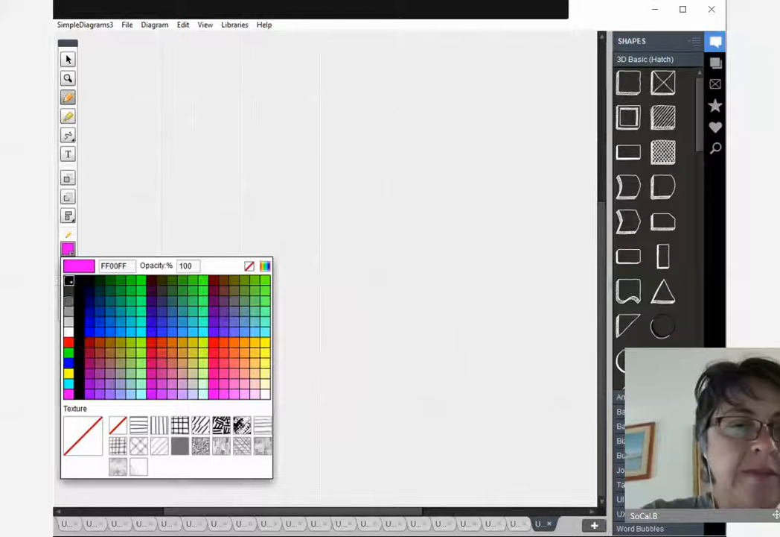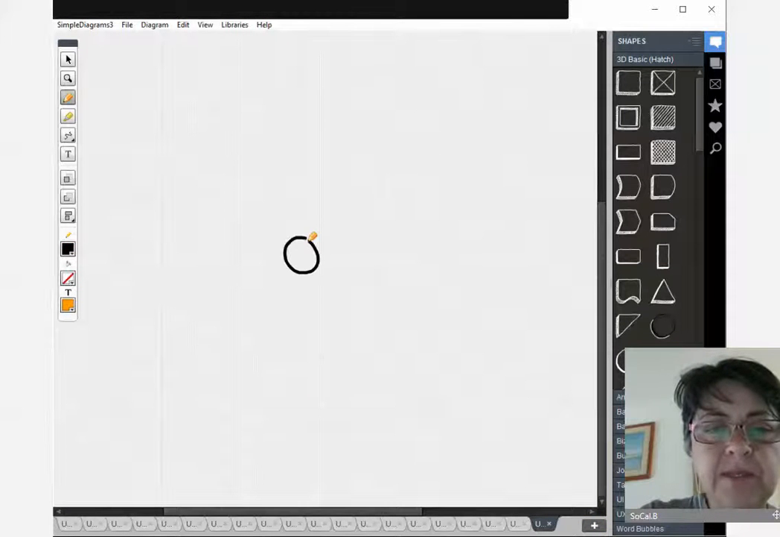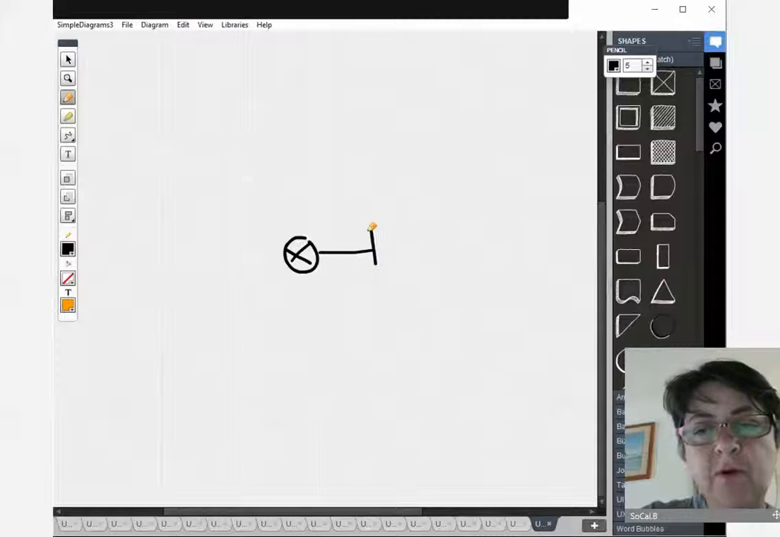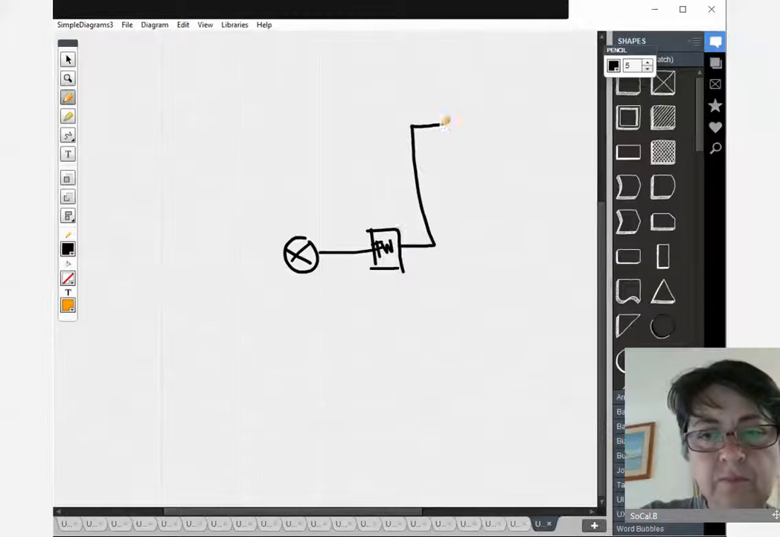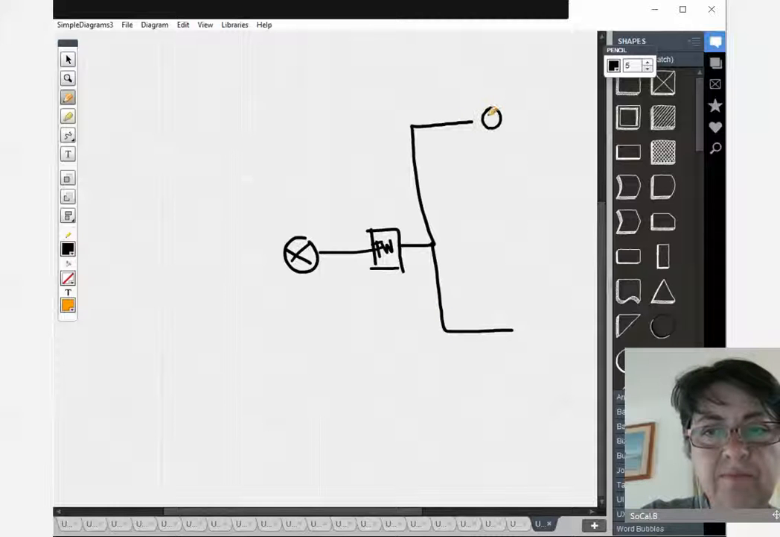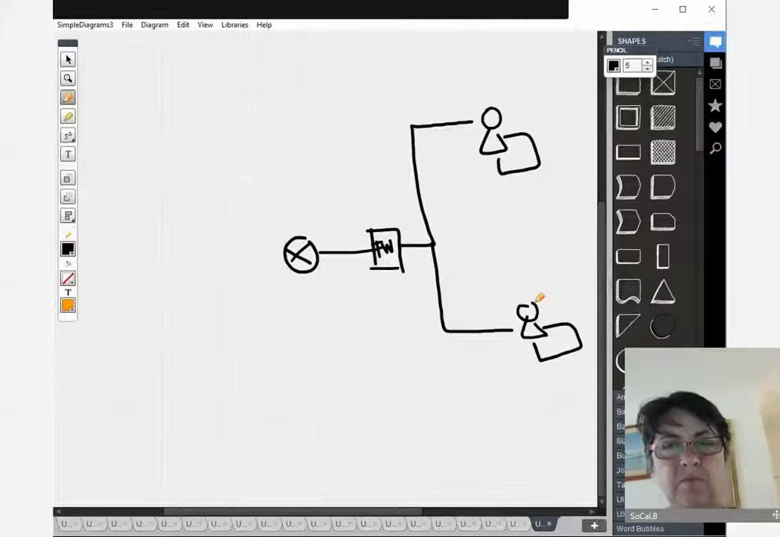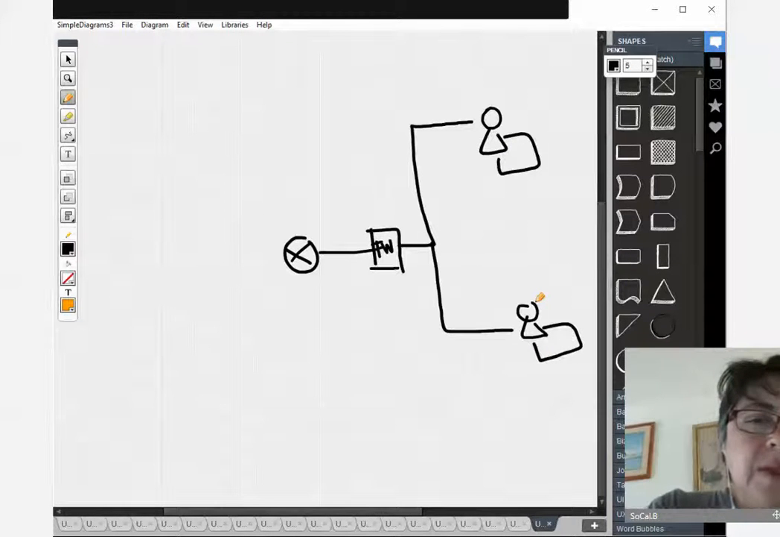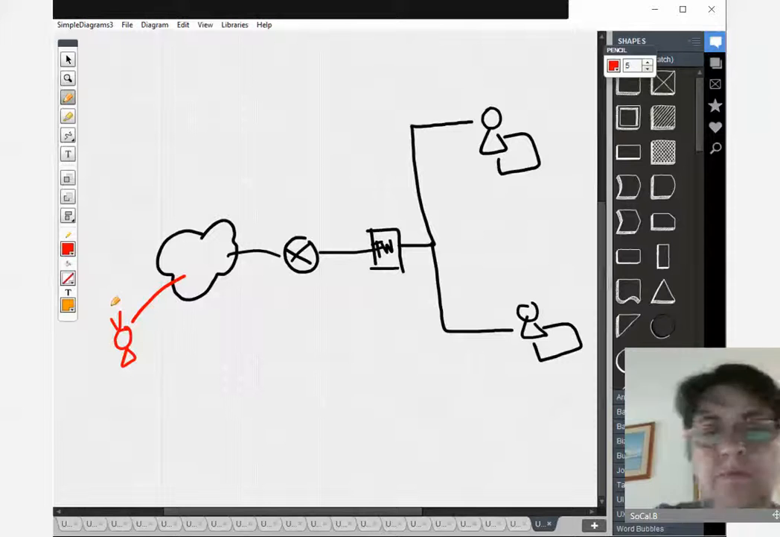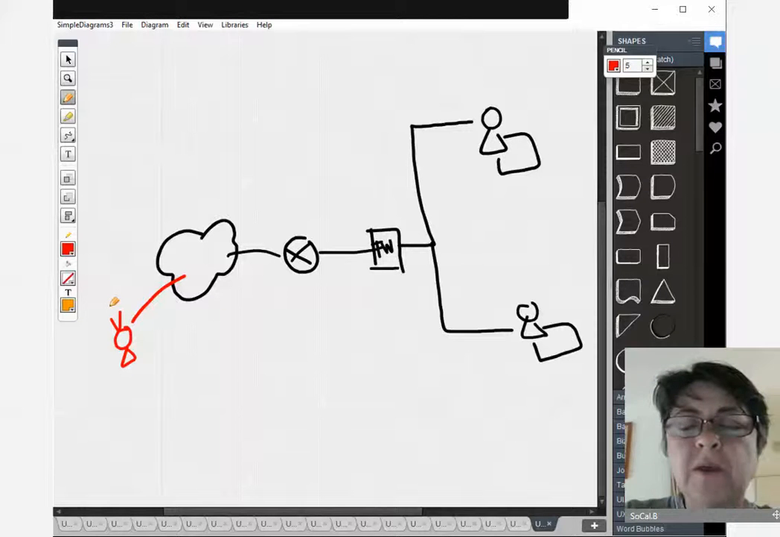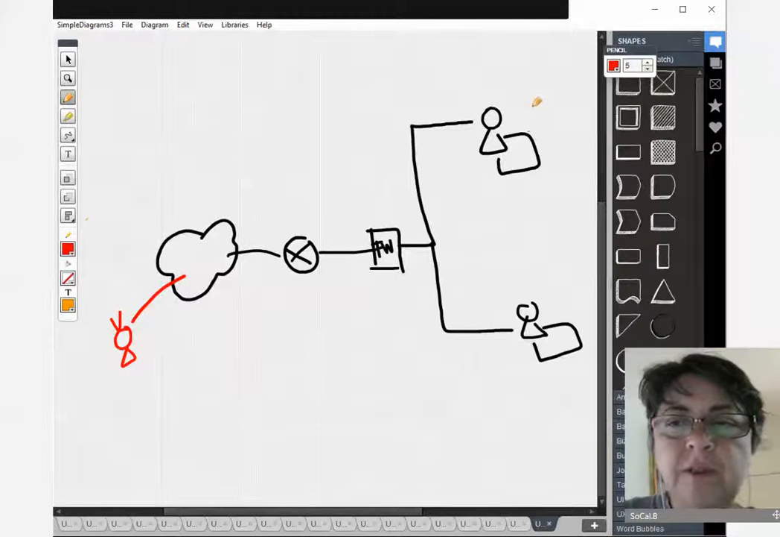So let's go ahead and take a look at the environment. Let's say you have a firewall, and two people with their workstations. And on the internet you have an attacker. So the attacker, here's the target. This is the target.